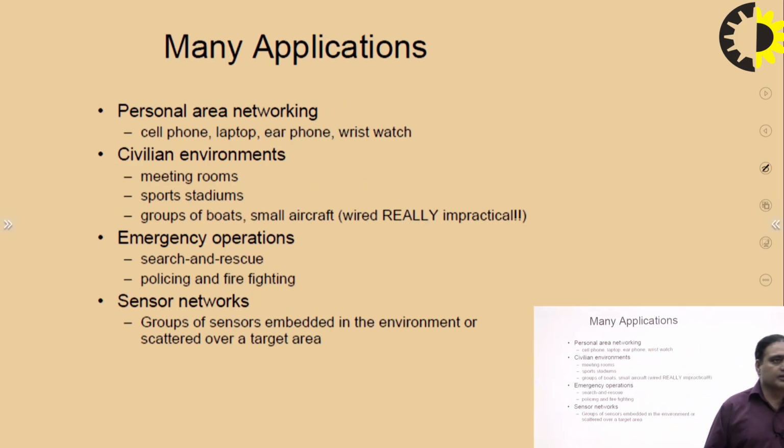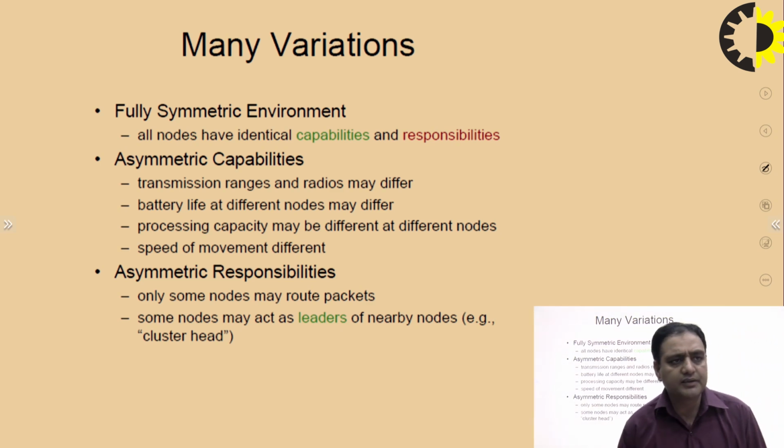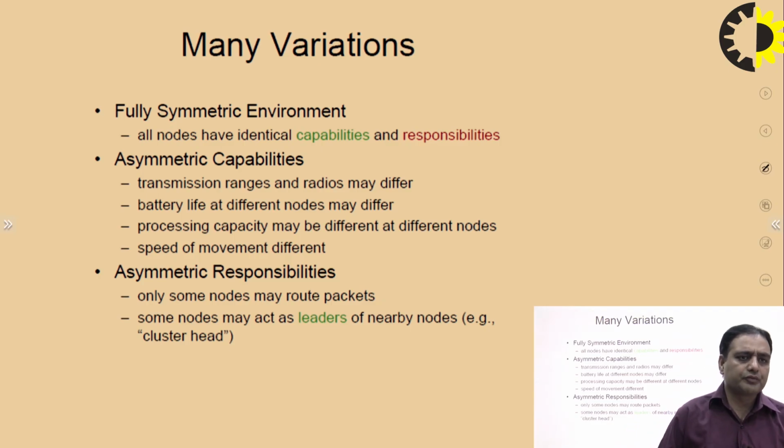That is a fully symmetric environment. All nodes have identical capabilities and responsibilities. Identical capabilities means all the devices connected in the network have the same type of configurations and similar platforms, and all the sites have identical capabilities and responsibilities, and they are connected to each other wirelessly.